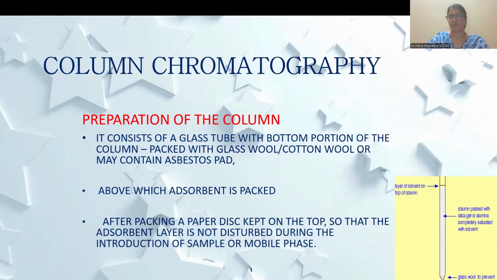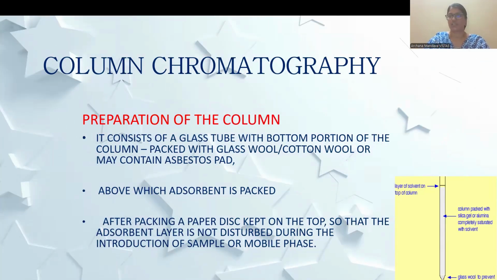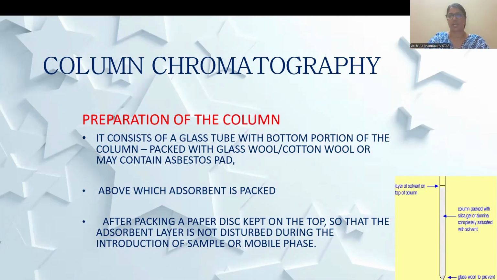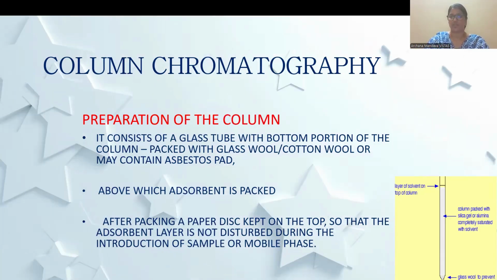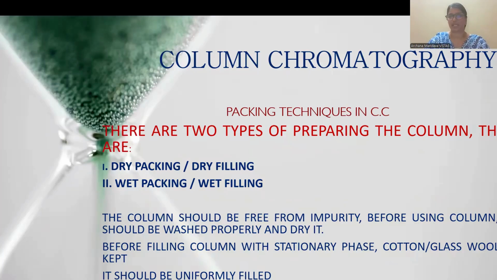In this preparation, we have different techniques. First, place an asbestos pad, cotton plug or sand at the bottom of the column. Then the adsorbent material is packed. There are two types of packing, dry packing and wet packing. Before packing, the column should be completely cleaned with the solvent or other cleaning techniques, then completely dried. Only then place a cotton plug or glass wool at the bottom and fill in the adsorbent material.